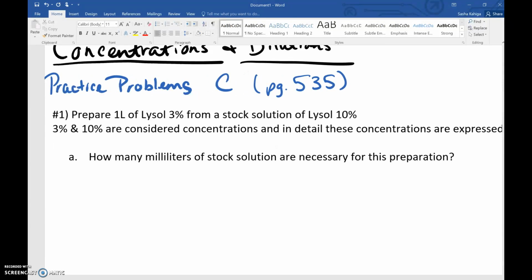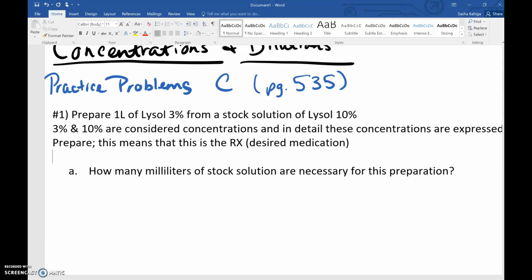Whenever you read a problem and it says prepare, whenever you see that term prepare, this is the prescription or the desired medication.